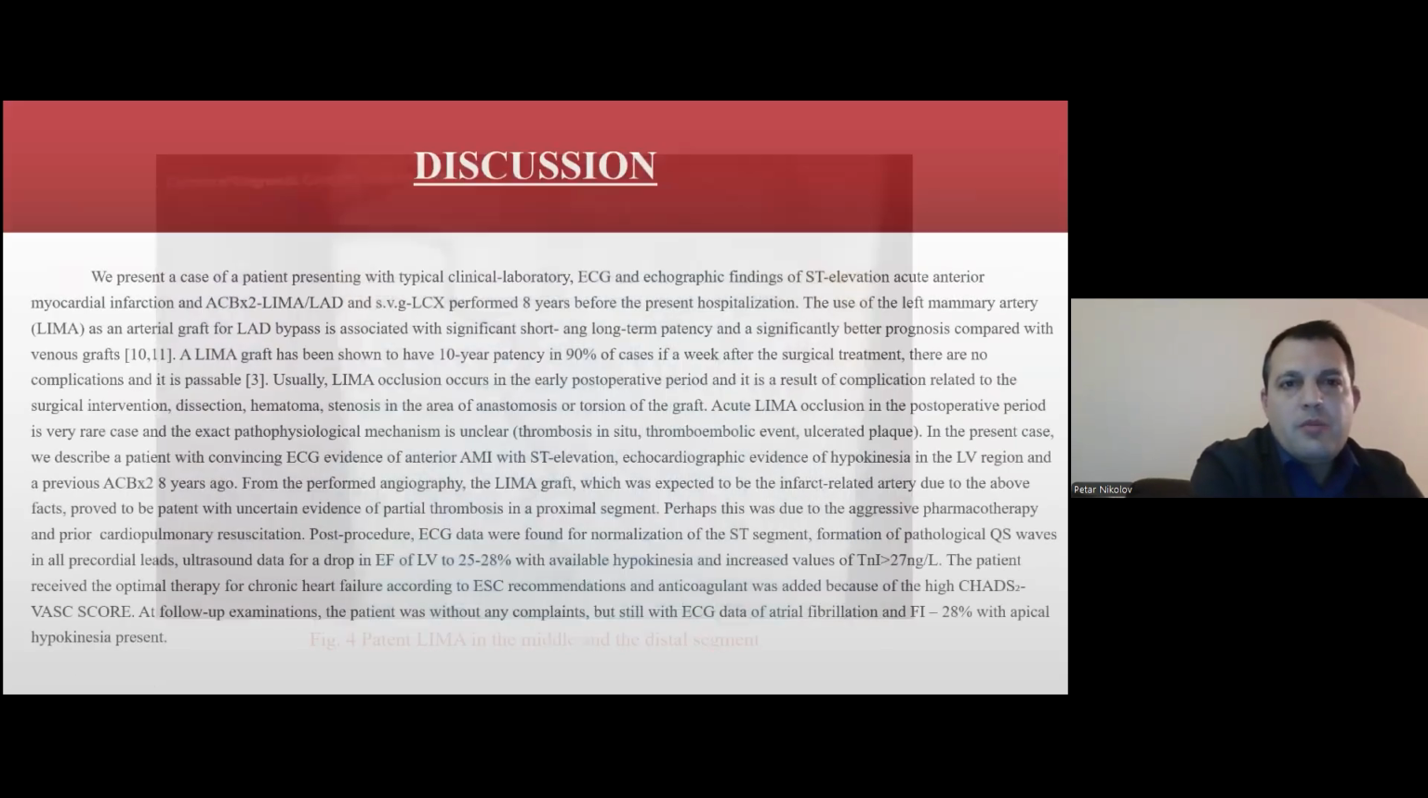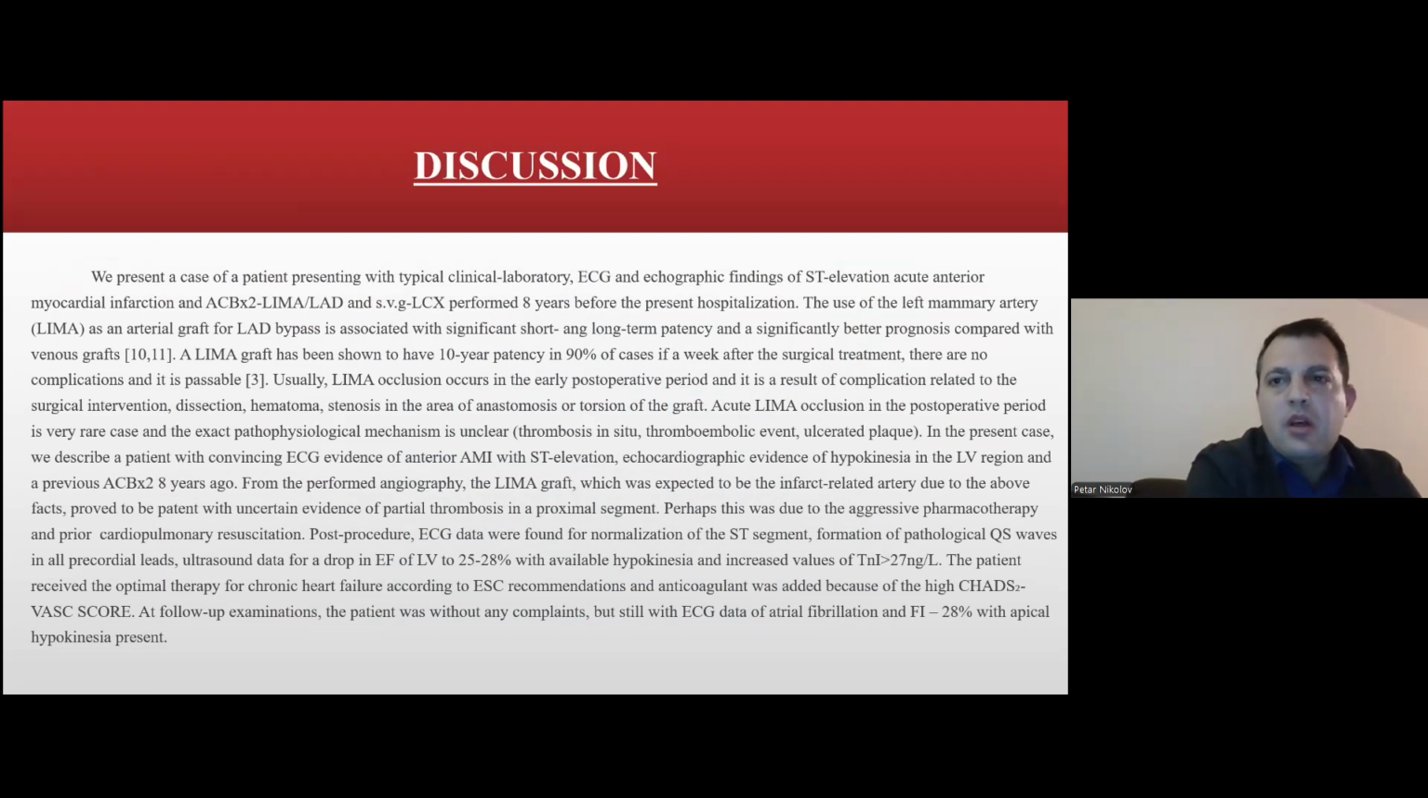We represented the case of a patient presenting with typical clinical, laboratory, ECG and echocardiography findings of ST elevation acute MI and previous bypass surgery, LIMA to LAD and graft to circumflex artery performed 8 years ago before the present hospitalization. The use of left mammary artery as an arterial graft for LAD bypass is associated with significant short and long-term patency and a significantly better prognosis compared with the venous grafts. LIMA graft has been shown to have 10-year patency in 90% of the cases.